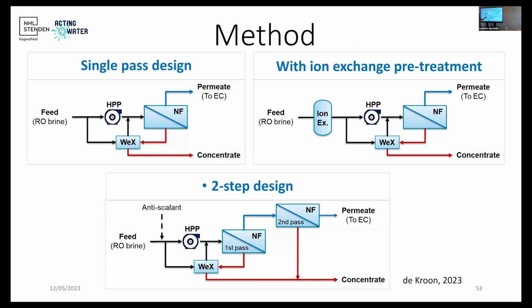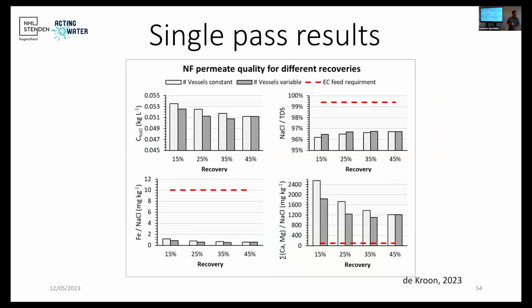The third option tested was a two-pass or two-step nanofiltration, where the permeate from the second step is directed to the electrochlorination system. The permeate of the first step feeds the second step. The two brines could be used for energy recovery, but also generate your final concentrate. So which kind of results did we get?